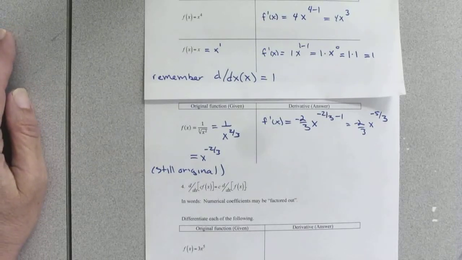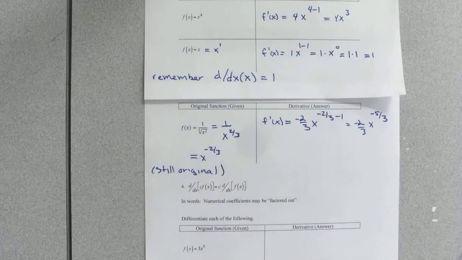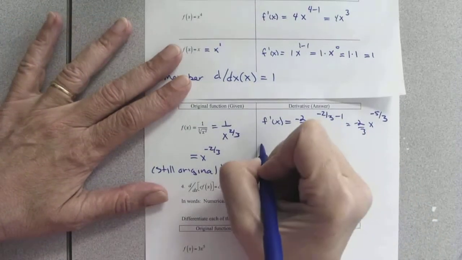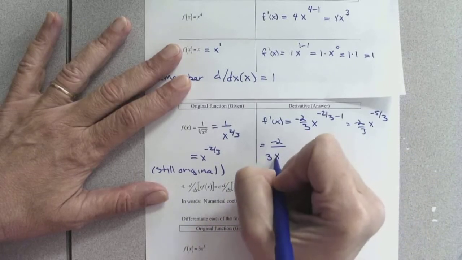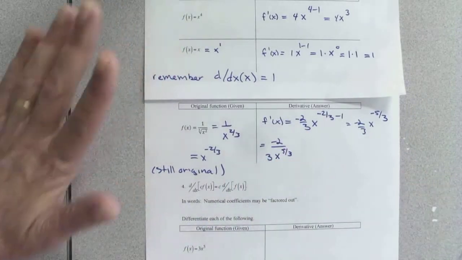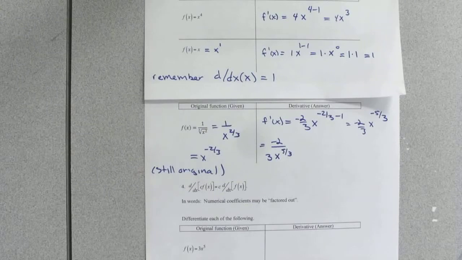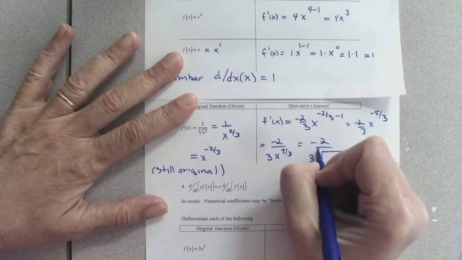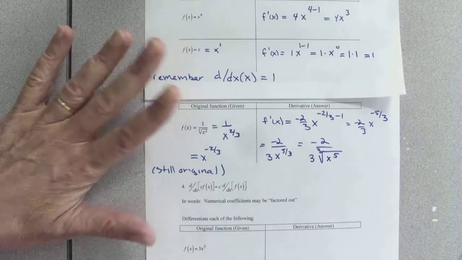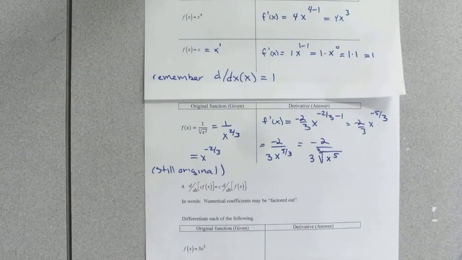Well, radicals are best done with positive exponents. So returning this to a positive exponent, I drop the x to the denominator because that negative 5/3 applies only to the x, so I drop that to the denominator. And then I return that to radical format. And there's a good enough answer for me.